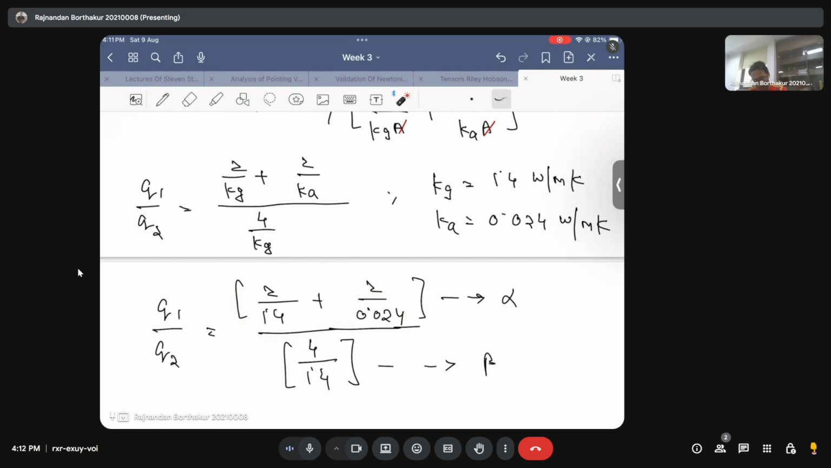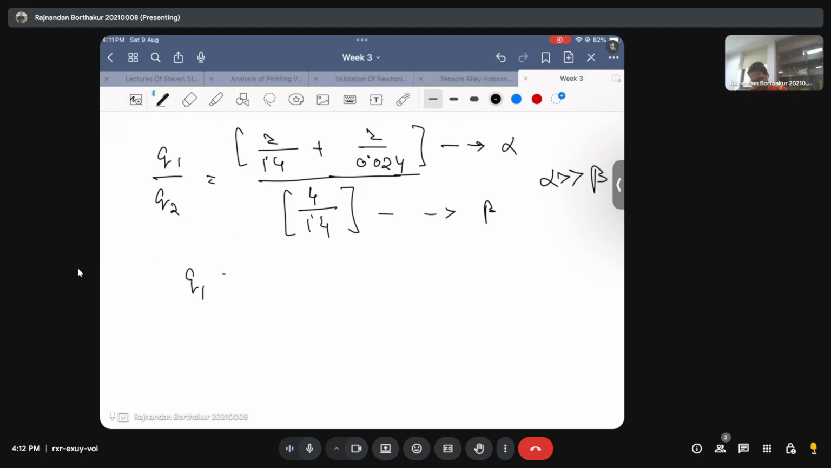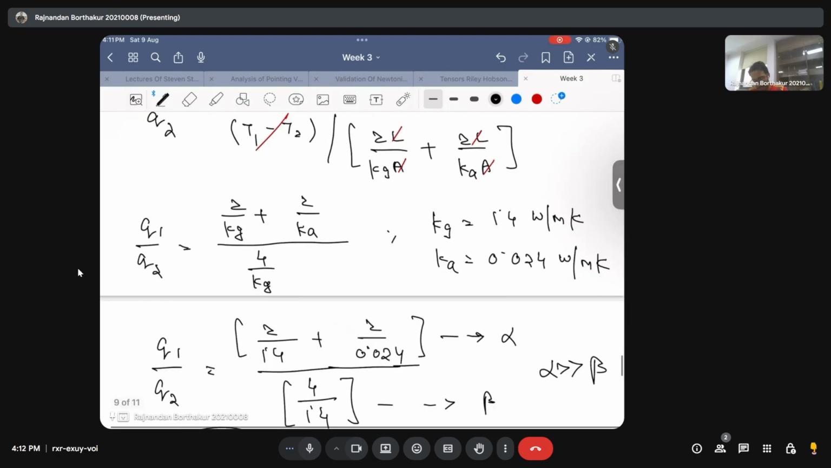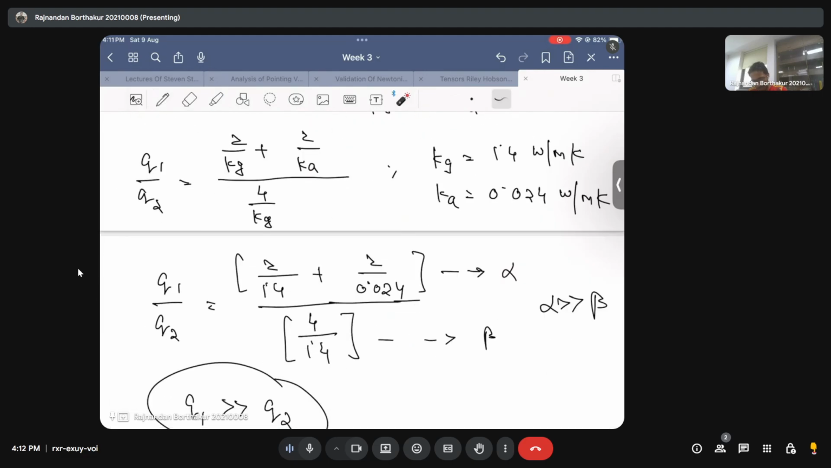So you can appreciate that this alpha is going to be much greater than beta, which means that my Q1 is going to be much greater than Q2. Okay, see, this is going to be greater because you can see that there is this 2 by 0.024. So this quantity will be much greater than 1, which means that this overall quantity will dominate over this quantity. That's the reason why I said alpha is going to be very much greater than beta. Typically it is because of this quantity, 2 by 0.024.